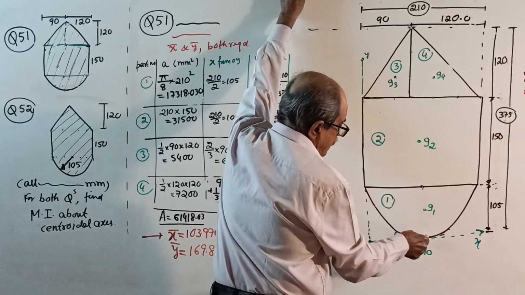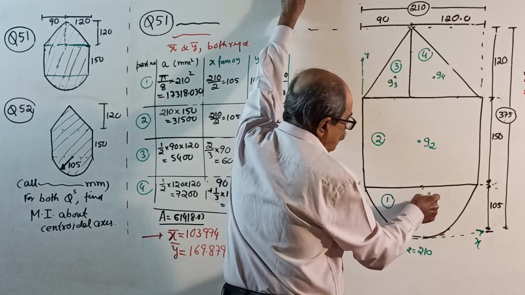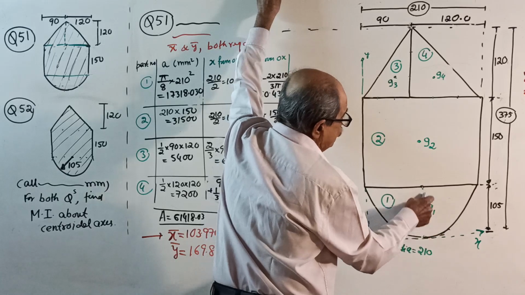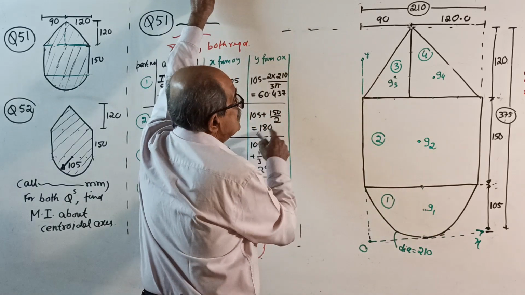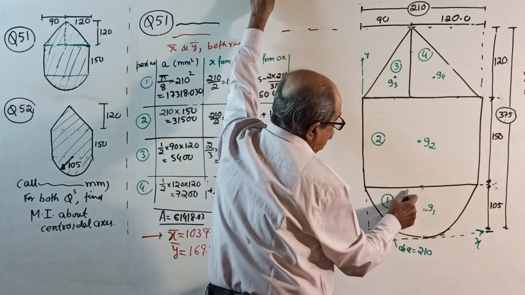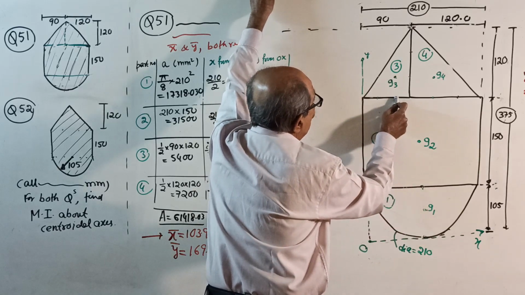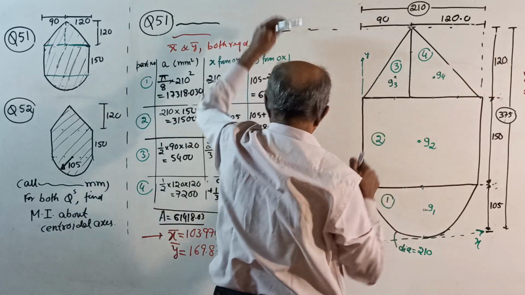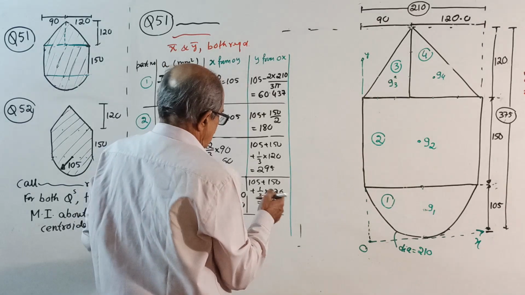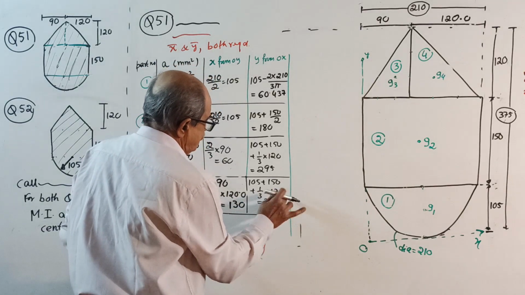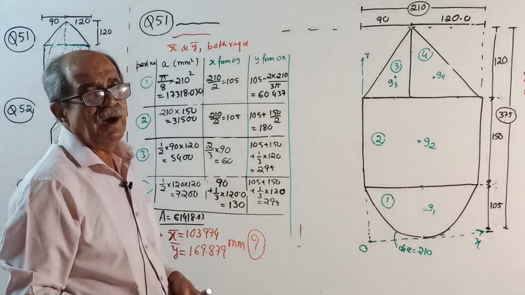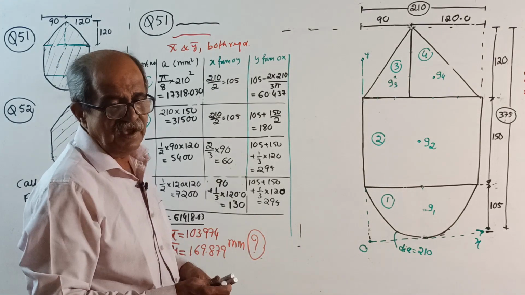Okay, then y distances, see here. y1, this distance is 105 minus 2d by 3 pi. y2, 105 plus 150 by 2. y3 and y4 both are 105 plus 150 plus 1 by 3 of this 120. So it is 1 by 3 of 120, one third of 120. Okay. You will get total area, you get x bar and y bar. Using this data, we got x bar, y bar.